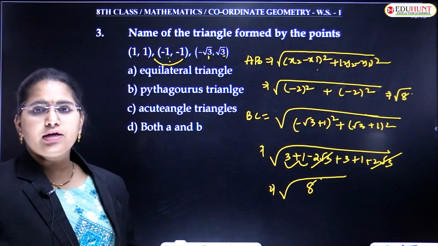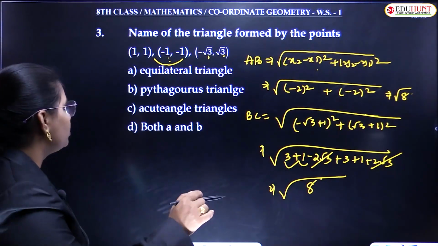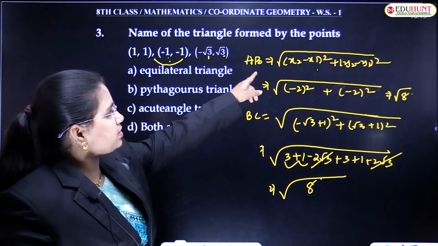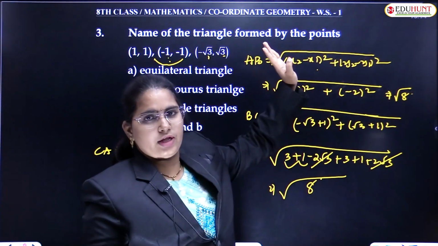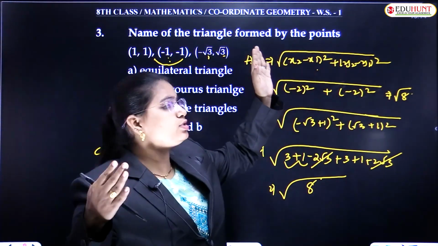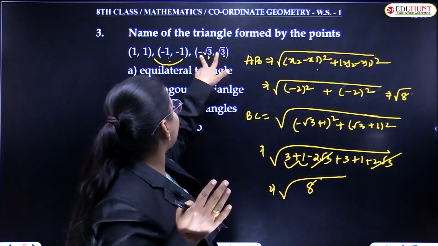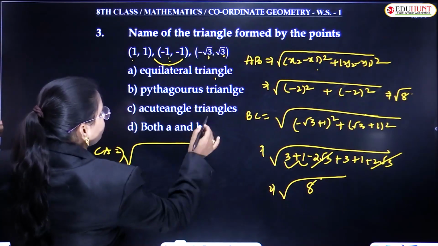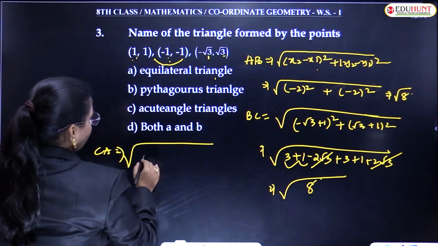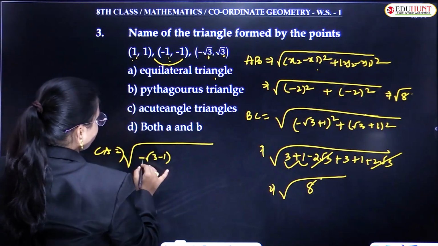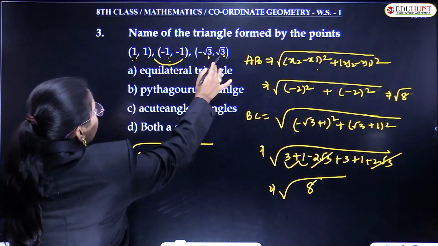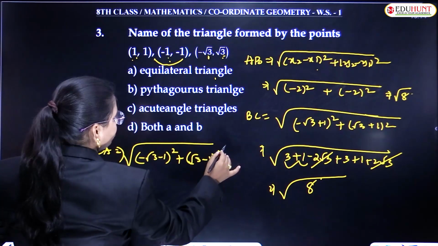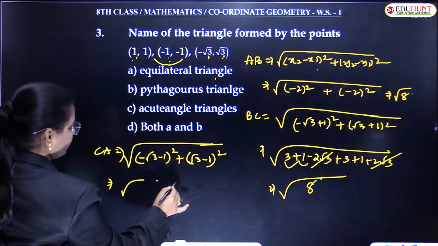Let me calculate the distance of CA also. What is the distance of CA? As usual, root x2 minus x1 whole square plus y2 minus y1 whole square. Whenever you are calculating the distance of CA, this will become x1 y1 and this will become x2 y2. Just substitute it: root of minus root 3 minus 1 whole square plus root 3 minus 1 whole square. Let's simplify it.